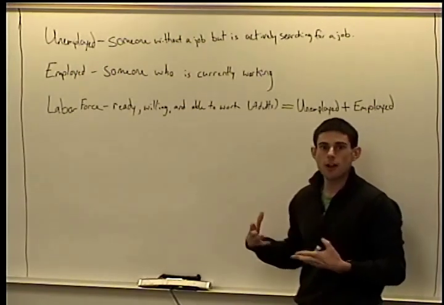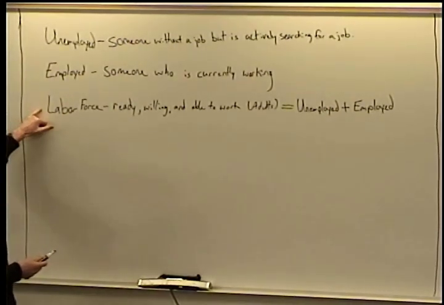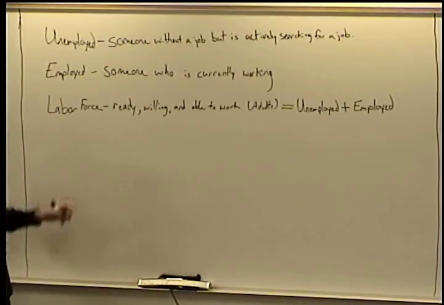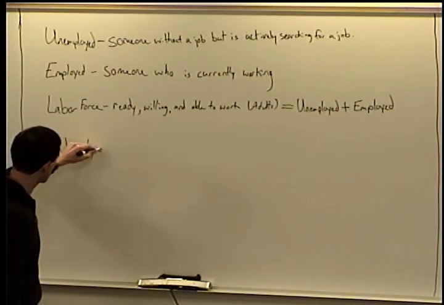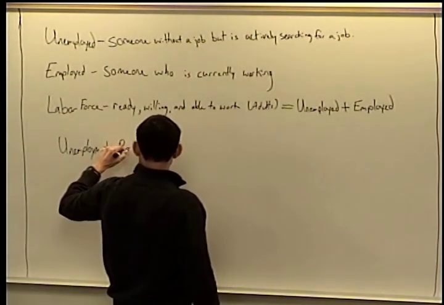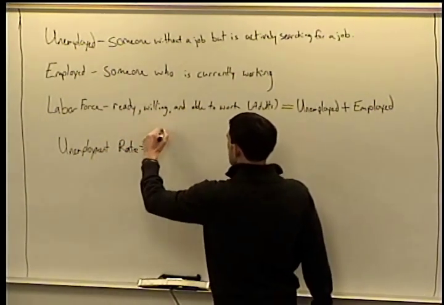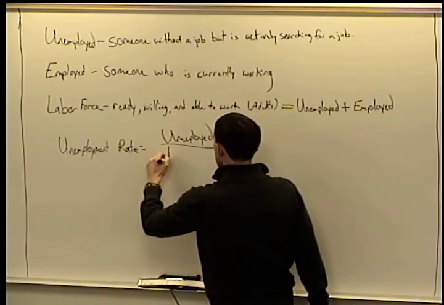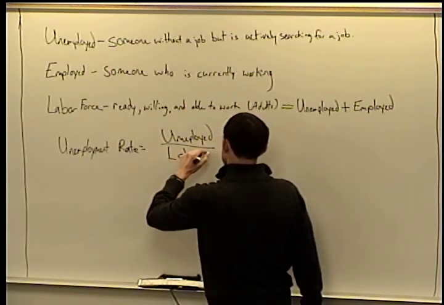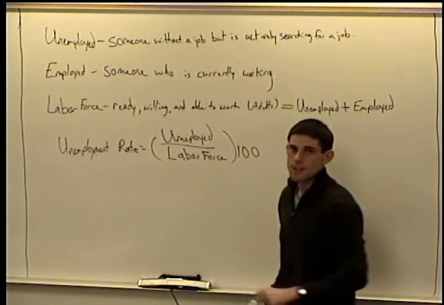So to calculate the unemployment rate, what we do is we just find the fraction of the labor force that can't find a job. Well, that's these people. So the unemployment rate is going to be equal to the people who are unemployed divided by the labor force. And then we multiply by 100 to get it into a percentage.